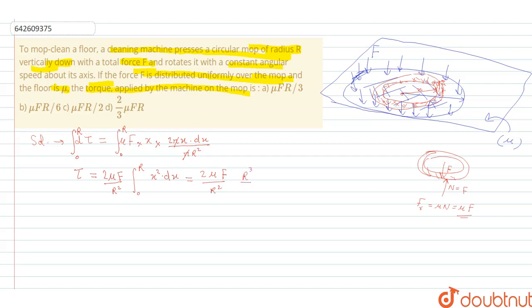into r cube by 3. This is the value we are getting after applying the limits. So our answer is 2 mu F r by 3. This is the expression of torque required by the machinery. So our correct answer is option D.